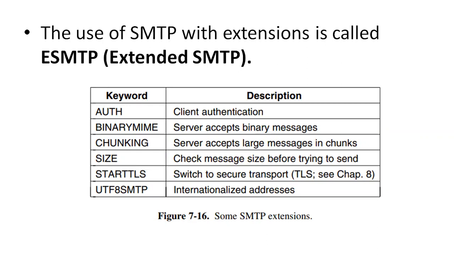So here are some of the SMTP extensions like authentication, binary MIME, chunking, size. So you're going to check the message size before sending, and STARTTLS, which is going to be used for the secure transport, and also UTF-8 SMTP, which is used for internationalized addressing or internationalized message transferring over the network. Okay, so these are all the extension components of SMTP.